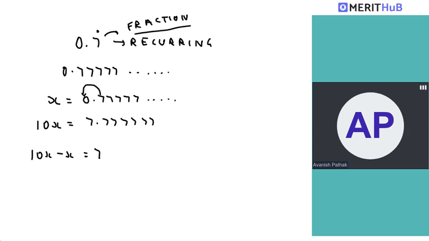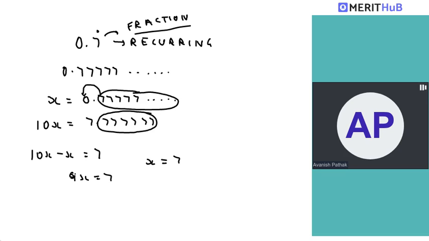Now if I'm subtracting, that means 10x minus x. So I'll get 7 because this part exactly nullifies. So that means the value of 9x is equal to 7, or the value of x that we got is 7 by 9, and that's how a recurring decimal is converted into a fraction over here.